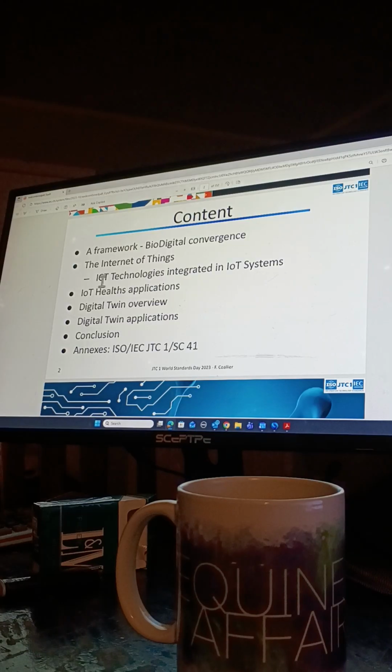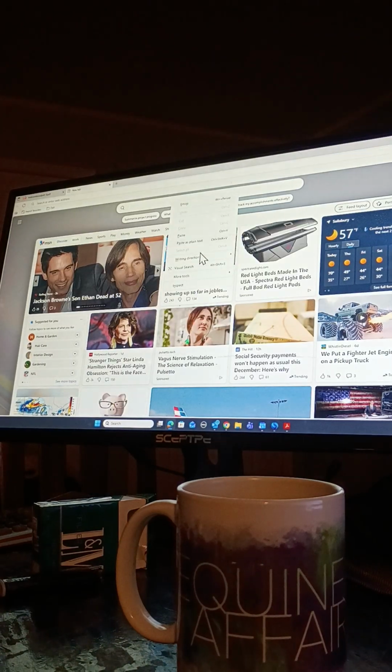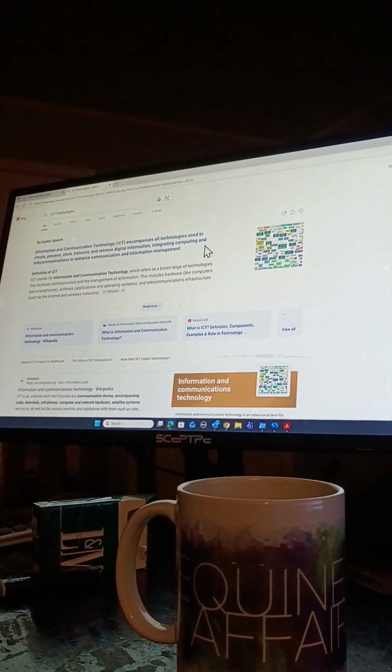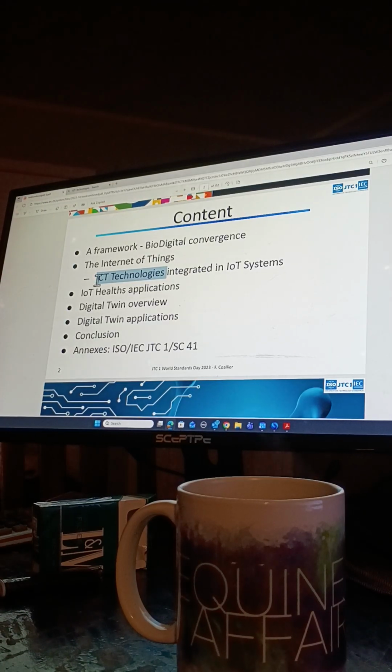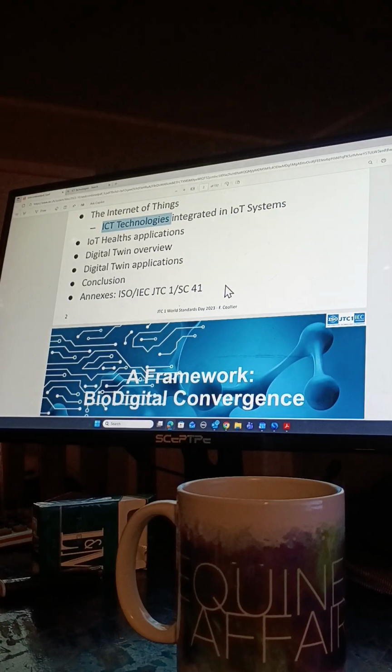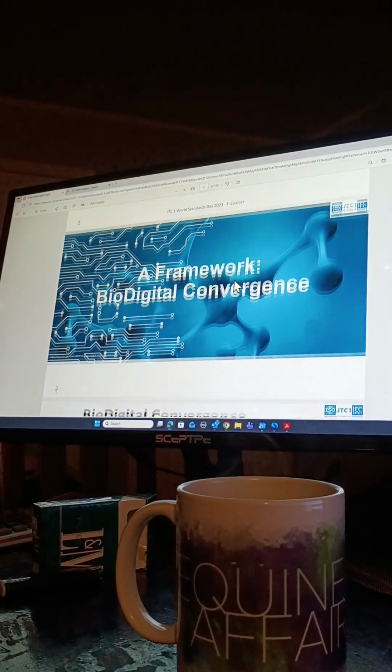So the content of the presentation was a framework for biodigital convergence, the Internet of Things, ICT technologies, integrated in IoT systems. And we'll come back to that because I like to look up things that I don't know what the acronym stands for right when I see it. So that's how I do my research, like a kindergartner. Oh, it's information and communication technology. So we'll refer to that as information and communication technologies integrated into the IoT systems, IoT health applications, digital twin overview, and digital twin applications. And then there's a conclusion in the presentation.